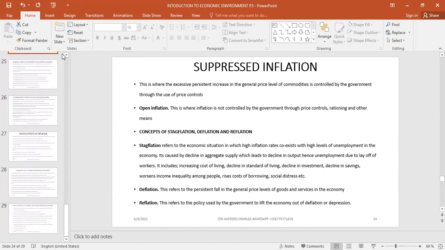First of all, stagflation. This refers to the economic situation in which high inflation rates coexist with high levels of unemployment. It means that the economy is facing two challenges at the same time. They have high rates of inflation, and at the same time, unemployment is high.